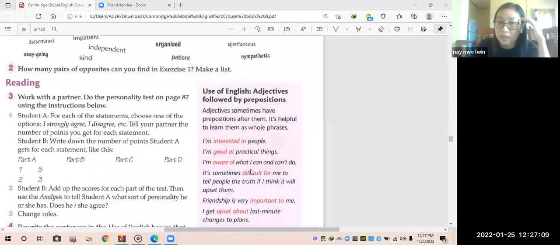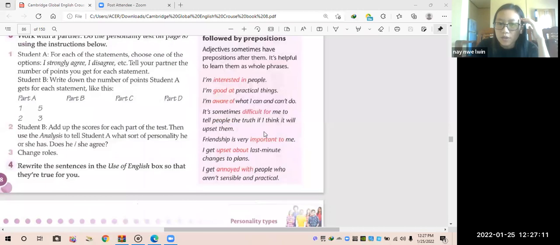So difficult for me. And there's also important to. Adjective and the preposition, important to. They are fixed to each other. And there's also upset about. And there's also annoyed with. Annoyed with, adjective and the preposition, they're fixed to each other. So I get annoyed with people who are sensible and practical.